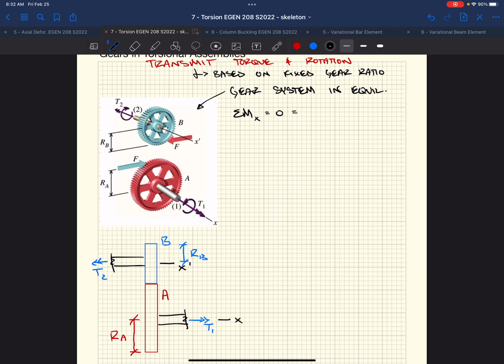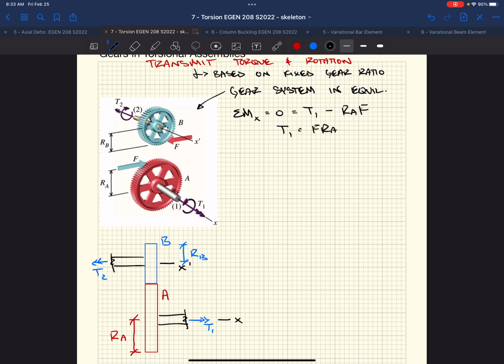Torque 1 is acting, as we see in our free body diagram down here, in the positive X direction, so we're going to put it in here as positive T1. Inversely, if we took the force F, our blue arrow here, its moment arm is going to be R sub A. That's acting on this free body diagram in the opposite direction, so now we have a negative R sub A F. That means that T1 is really equal to F R sub A.